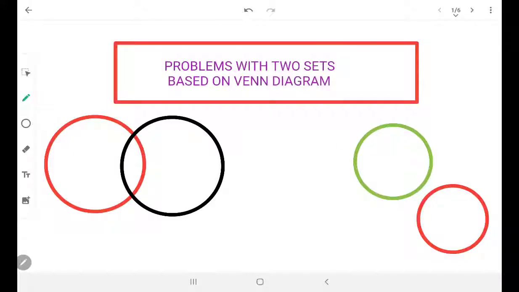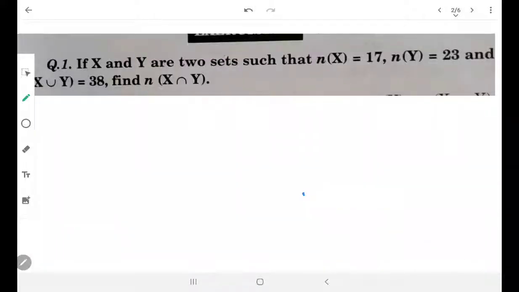Hello everyone. This video is about the problems where we will consider only two sets, but we will solve these problems based on the Venn diagram we have discussed so far. We covered how to represent the complement, universal set, two disjoint sets, and non-disjoint sets. Based on all those, I am going to discuss three problems.